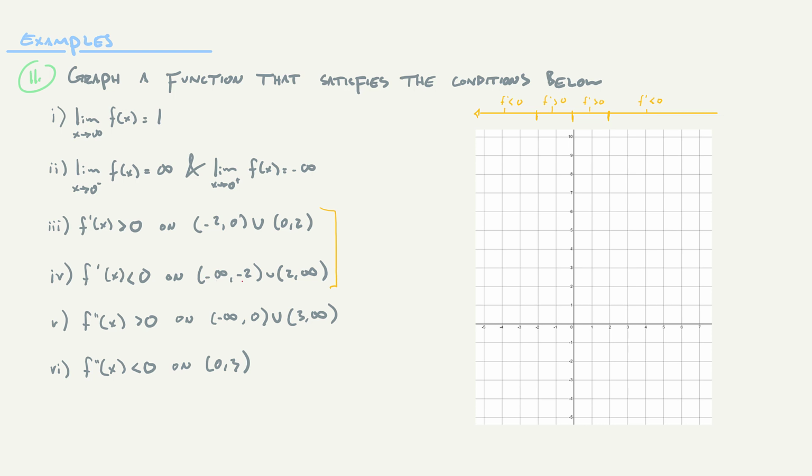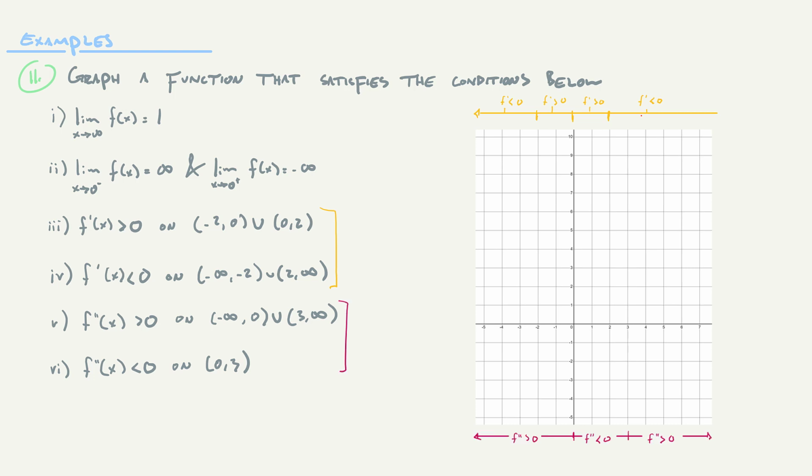So negative infinity to negative 2, graph is supposed to be decreasing. Right? The derivative is less than 0, which means the graph needs to be decreasing. From negative 2 to 0, and also from 0 to 2, so in both of these intervals, the graph is supposed to be increasing. That's interesting. And then the last interval that we have here is from 2 to infinity, the graph needs to be decreasing again. Okay, so that's increasing, decreasing stuff.